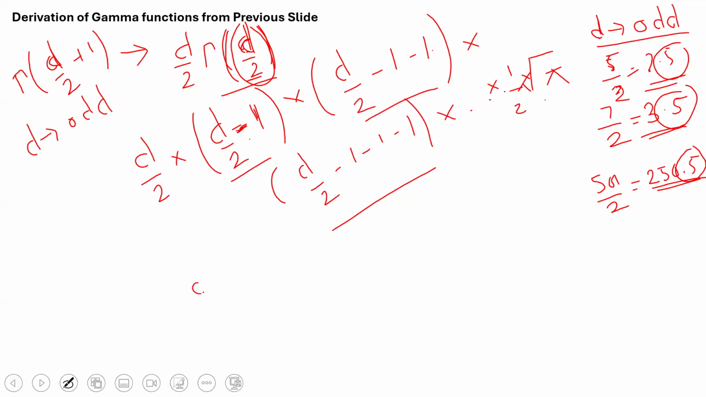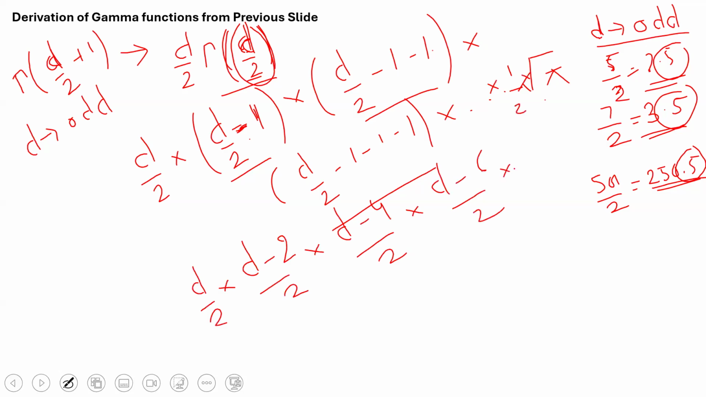Now what does this become? D by 2 into D minus 2 by 2 into D minus 4 by 2 into D minus 6 by 2 into so on, root pi by 2, right? This becomes D by 2 minus 2. -1 becomes -2. 2 into 2 becomes D minus 4 by 2. This is D minus 2 by 2, D minus 4 by 2. This becomes -3. 3 into 2 is 6, D minus 6 by 2.